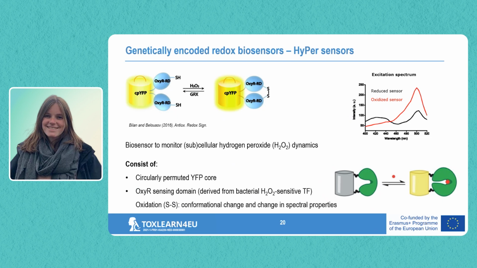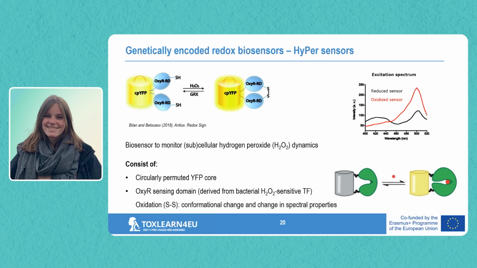So here we have the reduced molecule. Here we have the oxidized molecule with the disulfide bridge. And they will both have the same emission wavelength. So they always emit yellow light. However, the light that you need to use to excite it, so to get it to this higher energy state, that's different for the reduced and the oxidized sensor.